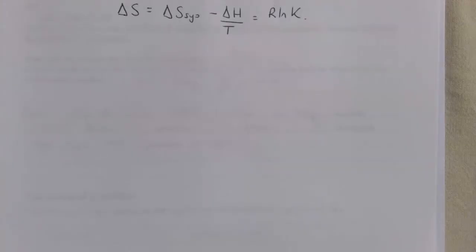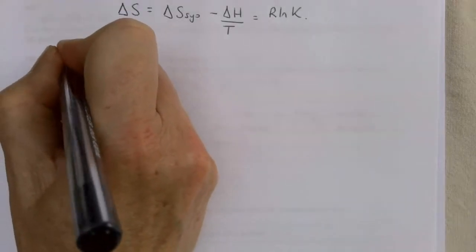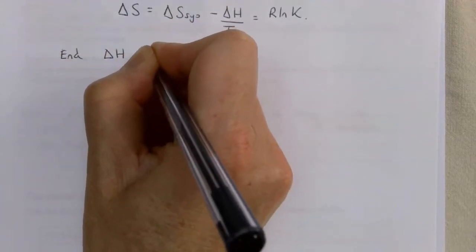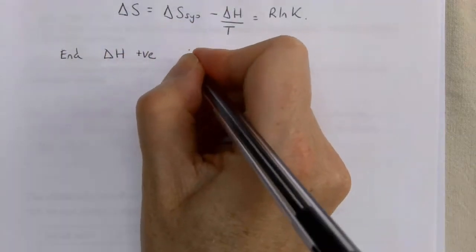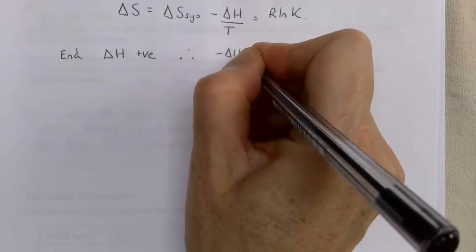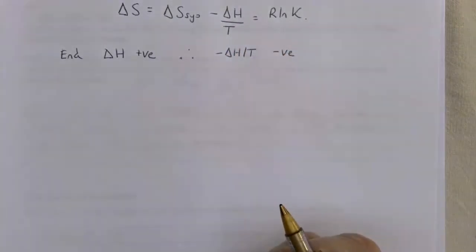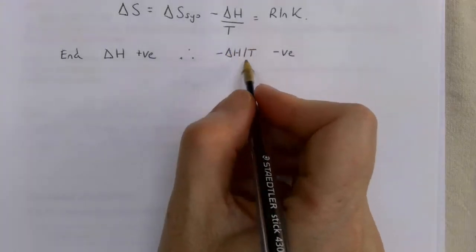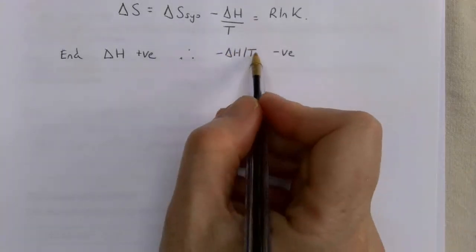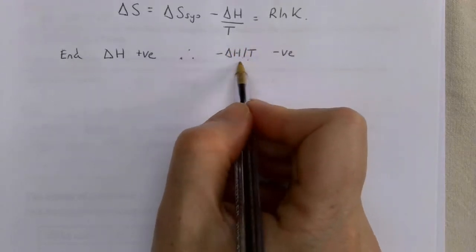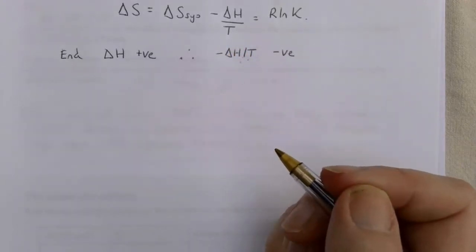So we've looked at an exothermic reaction, and we're now going to do the same thing but looking at an endothermic reaction. So for an endothermic reaction, we know that the delta H value will always be positive. Therefore, minus delta H over T will be negative. And that's true in all cases. So what happens as we raise the temperature? As the T gets a larger and larger number, this whole term becomes a smaller negative number.